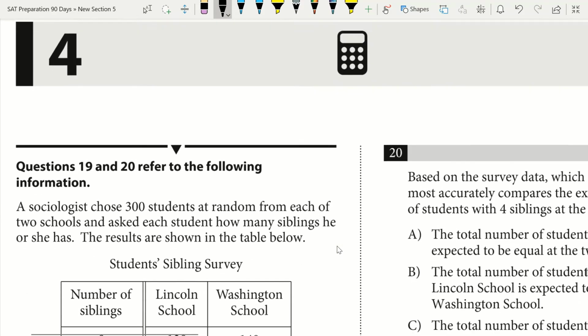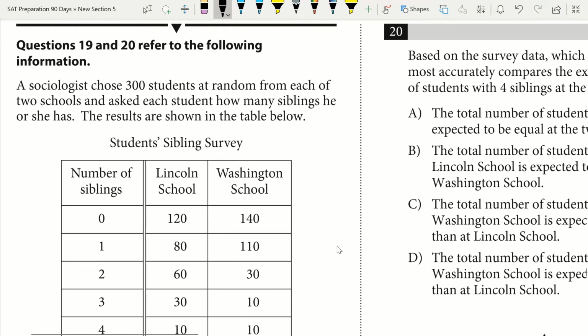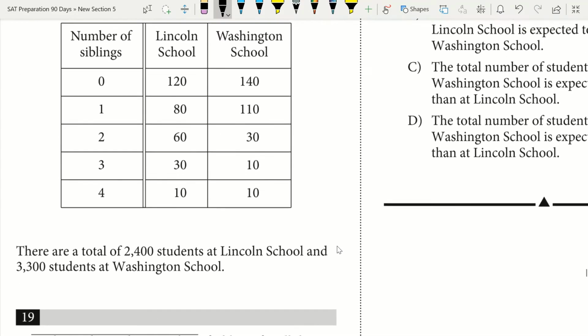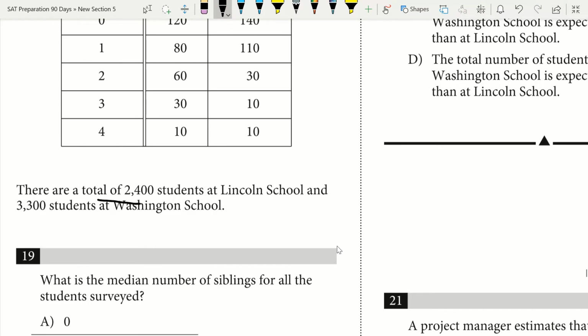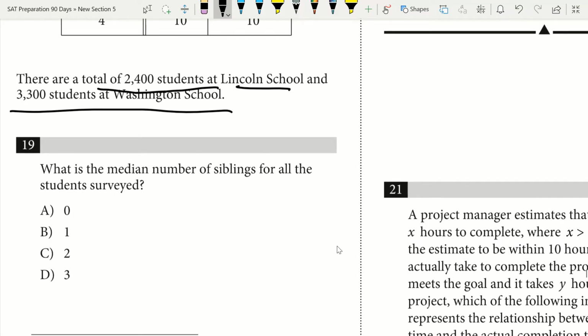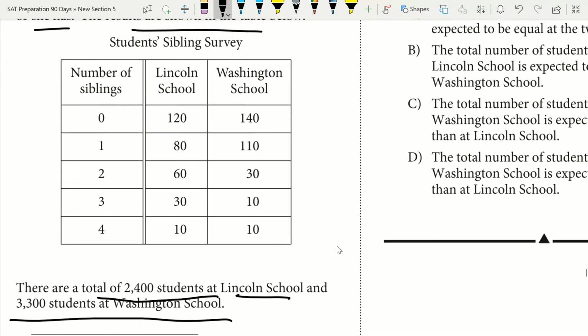All right, question 19, referring to a table. A sociologist chose 300 students at random from each of 2 schools and asked each student how many siblings he or she has. The results are shown in the table below. I've got 2 schools. I want to note that there's a total number of 2,400 at Lincoln School and 3,300 at Washington School. The first thing I'm asked is what the median number of siblings is for all students surveyed, so that's going to be across schools.